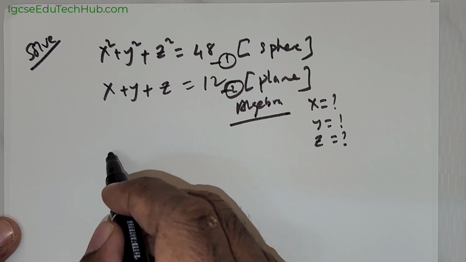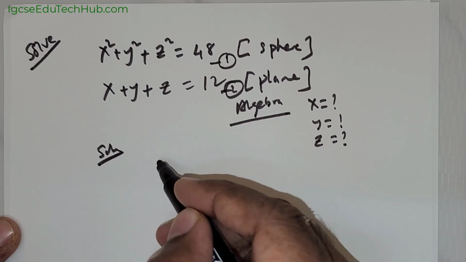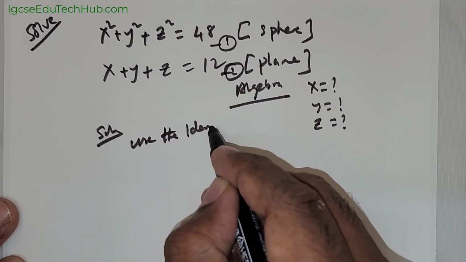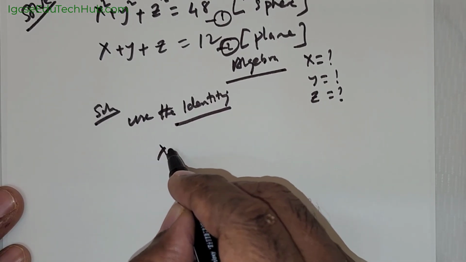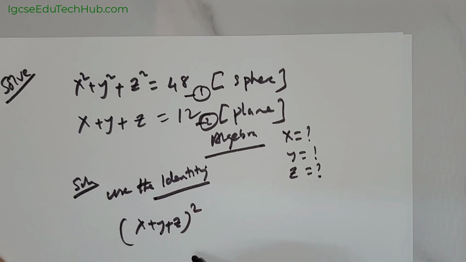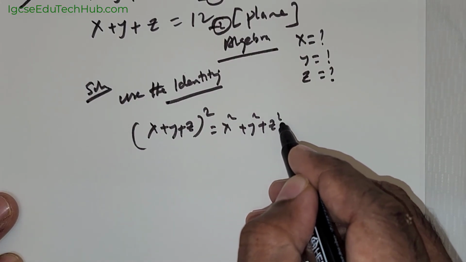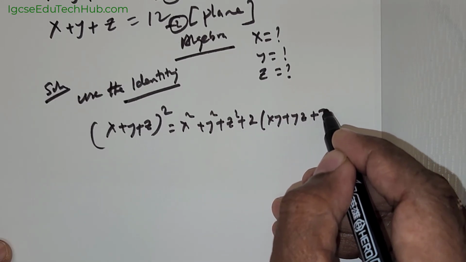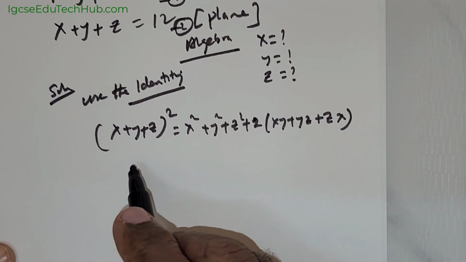Let me use this identity, which is (x + y + z) the whole square. Okay, I hope you are able to watch. This is going to be x squared + y squared + z squared + 2 times (xy + yz + zx). This is a famous algebraic identity.